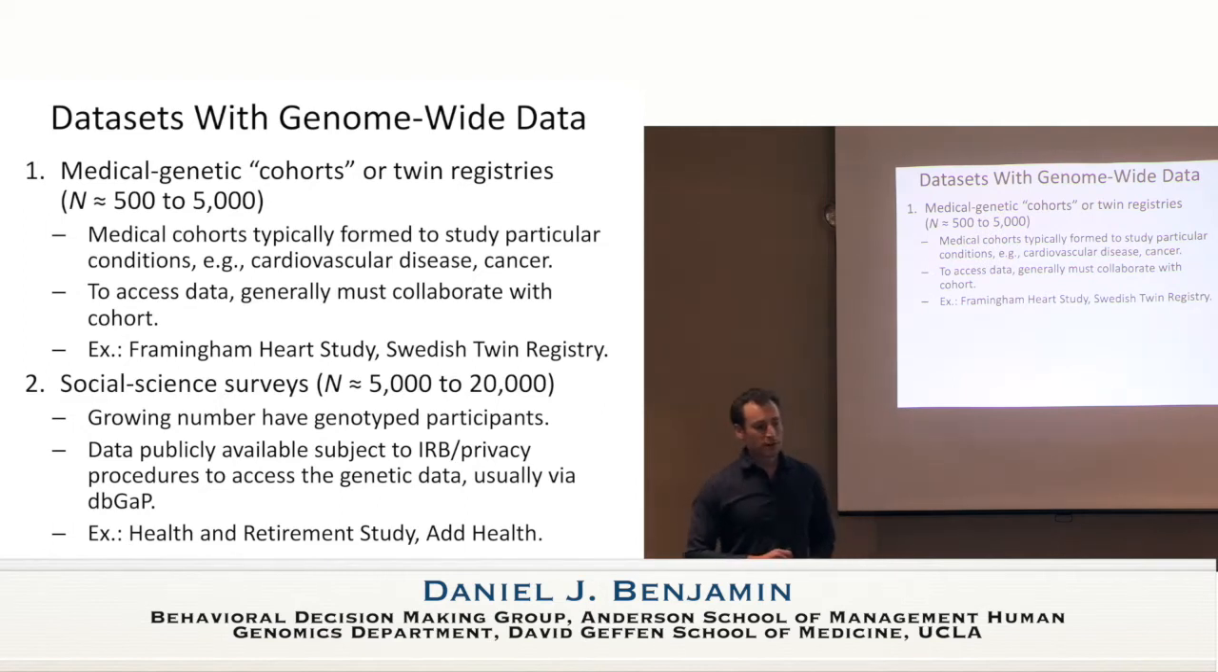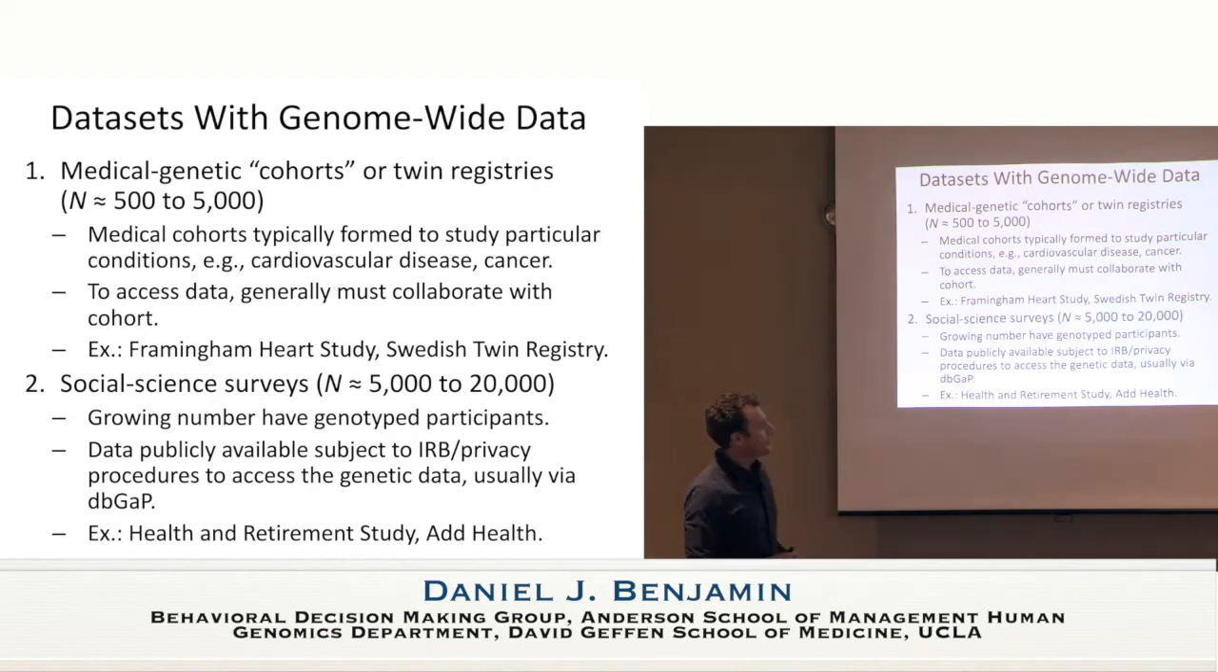If you want to work with this, so when we first started doing GWAS, this was all of the data that was available that was genotyped. And so you'd have to collaborate with these cohorts if you wanted to analyze genetic data. Now, as I'll mention, there are other sorts of data sets. If you want to work with this kind of data, you generally have to collaborate with the cohort. They have strict privacy requirements, and often they even have to do the analysis themselves. So here are some examples: the Framingham Heart Study, the Swedish Twin Registry.